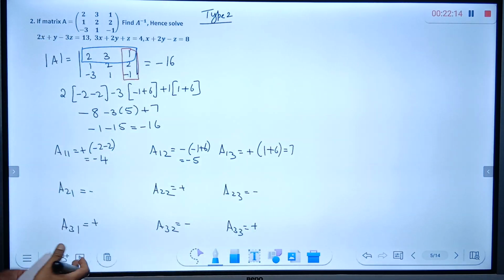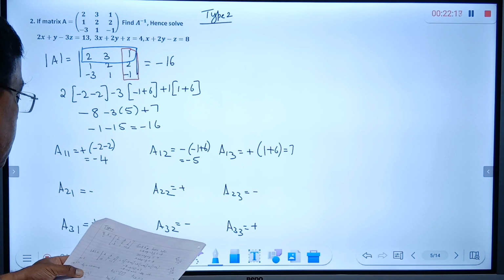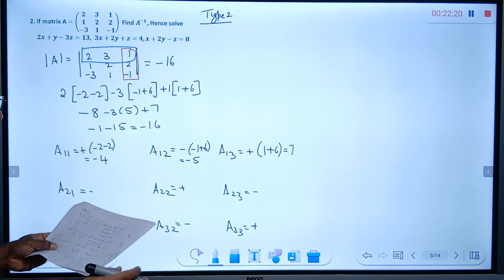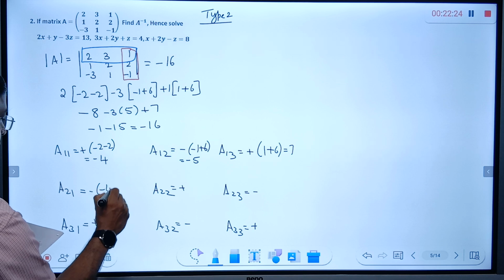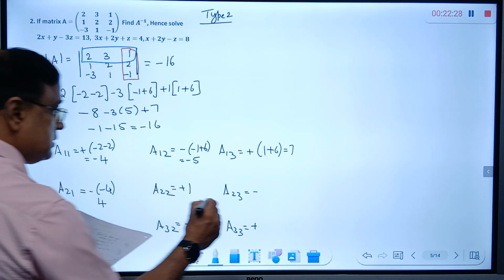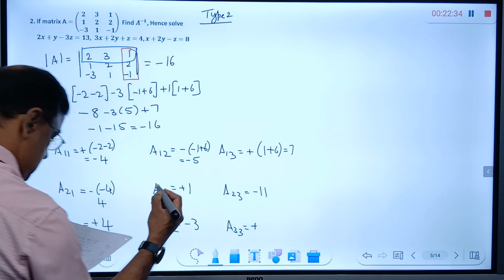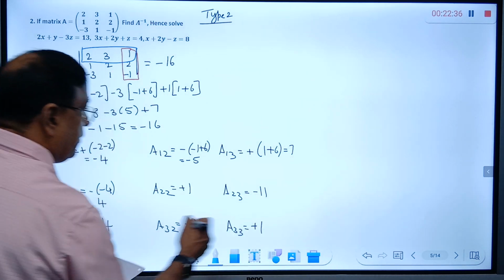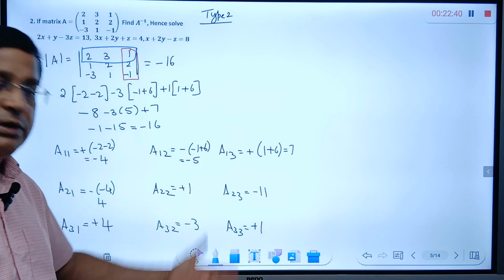So you can keep on doing the same thing. I have already done the calculations, and I don't want to waste my time. It is minus 4, minus 5, plus 7. And you will get minus 4 here, so it will be plus 4. And this is 1, and this is minus 11. And A31 is 4, this is minus 3, and this is 1. If you have any doubt, you can ask me, because again and again I have to repeat the same process, it will be a waste of time.